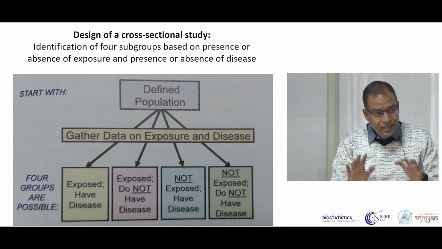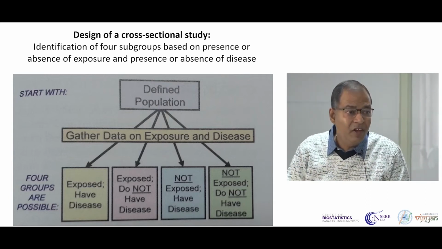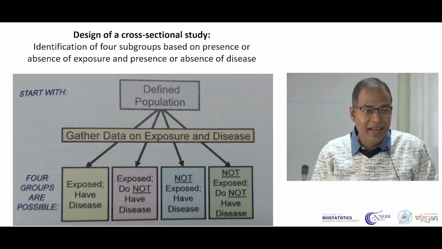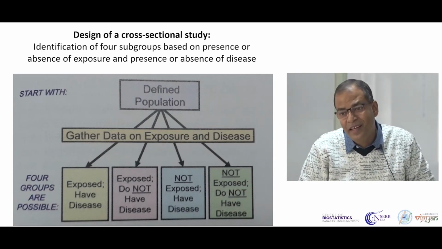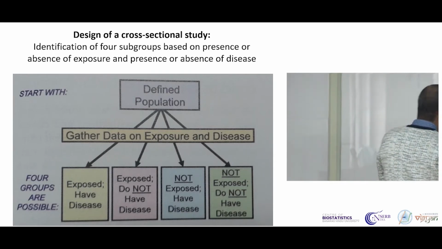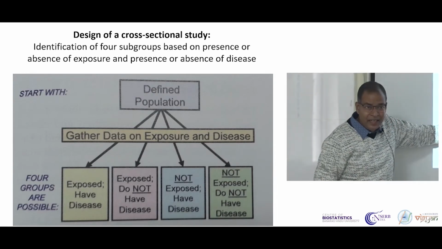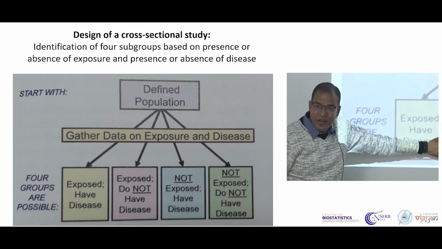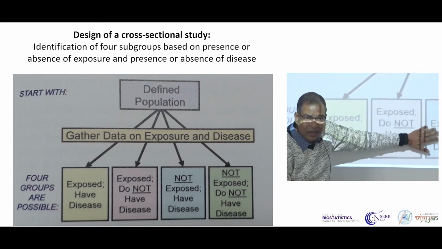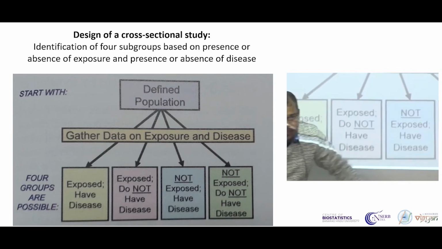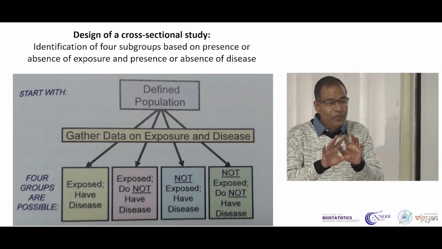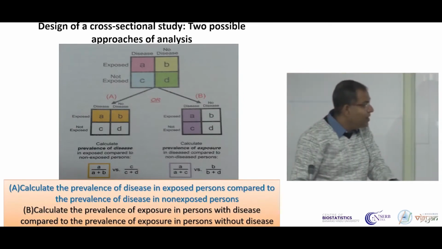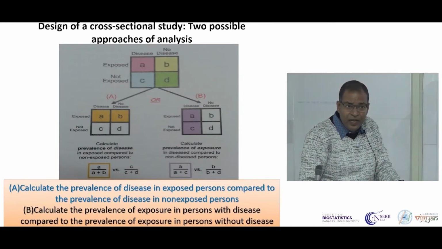Say for example, in this class, I am interested to measure the level of anxiety, whether anxiety is present or not, and whether hypertension is present or not. Say anxiety is the independent variable and hypertension is the dependent variable. On that basis, in this class, I will get some participants who have anxiety and have hypertension, who have anxiety but do not have hypertension, who do not have anxiety but have hypertension, and so on. In that way, we can categorize the entire class into four different groups. Accordingly, we can do the analysis like this.